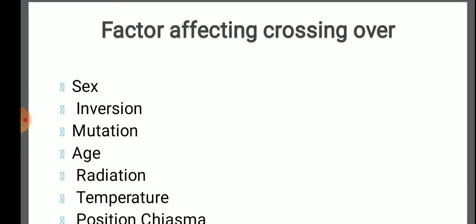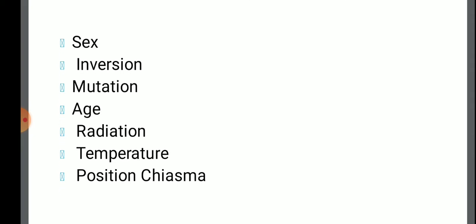Now, factors affecting crossing over. What are the factors that affect crossing over? First is sex. As we observed, generally females have a higher crossing over percentage as compared to males, but as exceptions are always there, there is a high rate of crossing over in male pigeons. In inversion, if a part of the chromosome is inverted, the probability of crossing over is less. Next is mutation. Due to mutation, there is less probability of crossing over. Now age. We see that with the advancement of age, crossing over also increases. Next point is radiation. If the body is exposed to X-rays, the frequency of crossing over also increases.